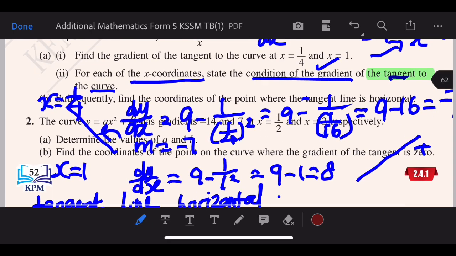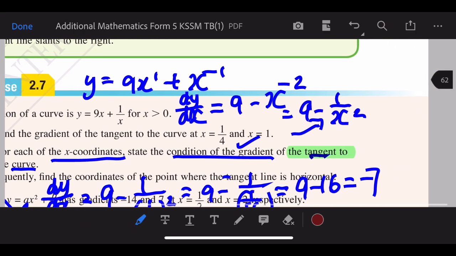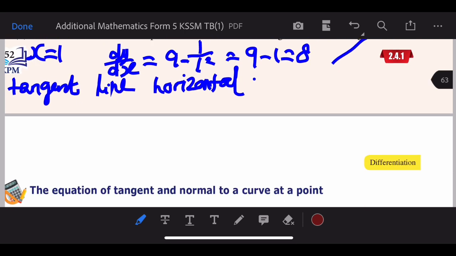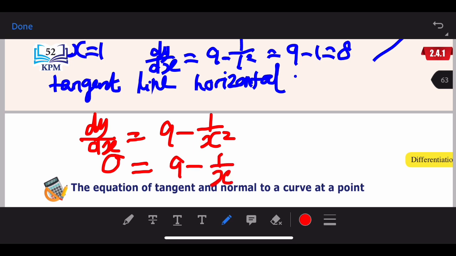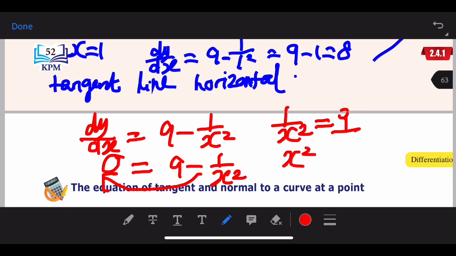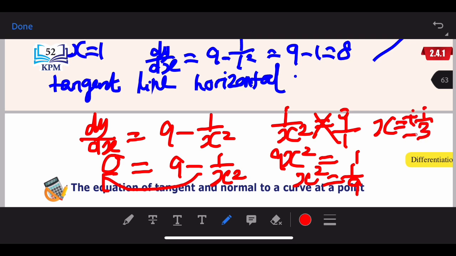Now, our dy dx is 9 minus 1 over x squared, right? So we will let dy dx equal to 0. Okay, 9 minus 1 over x squared. So 0 equal to 9 minus 1 over x squared. So 1 over x squared is equal to 9, right? Okay, you bring this thing to the left. So that means x squared, you cross multiply like this. So x squared is 1 over 9. So you should have 1 or 2 values. You have plus and minus.